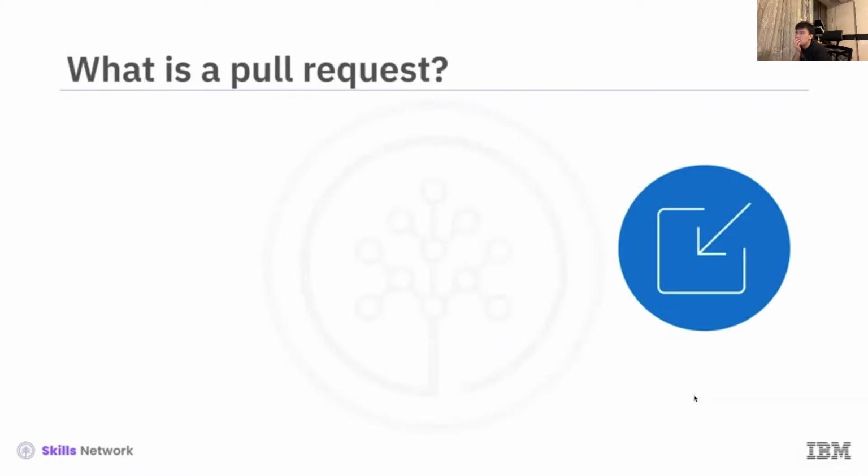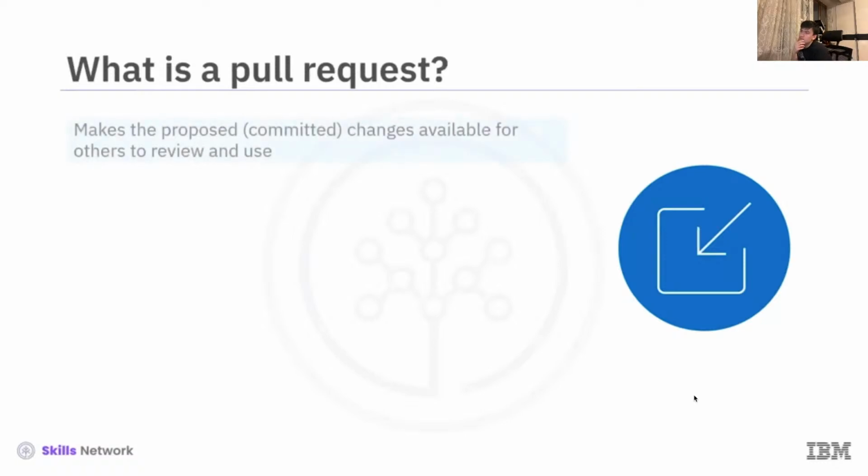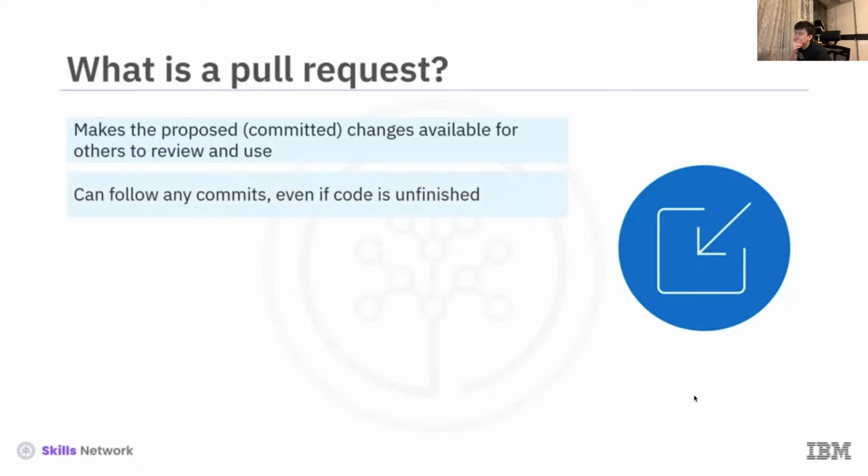Pull is used to initiate the merging of branches in a way to capture changes. A pull request makes the proposed committed changes available for others to review and use. A pull can follow any commits, even if the code is unfinished. A pull requires a user to approve the changes. This can be the author of the change, or it can be assigned within the team.